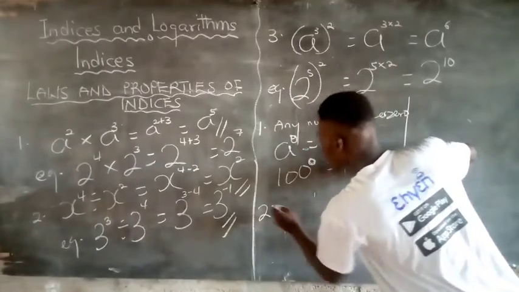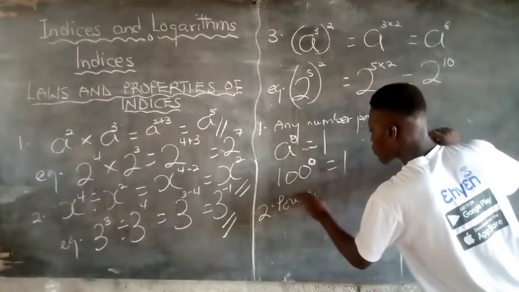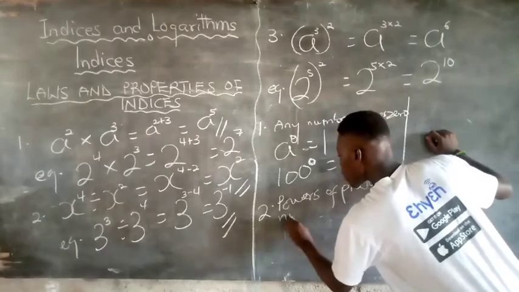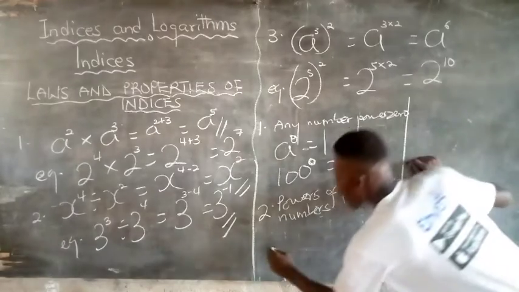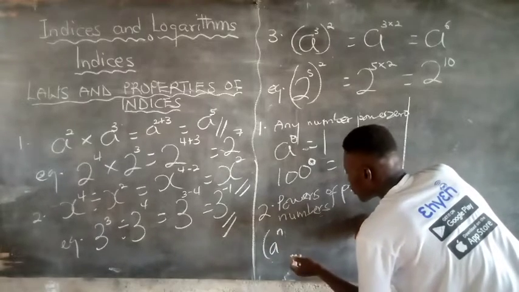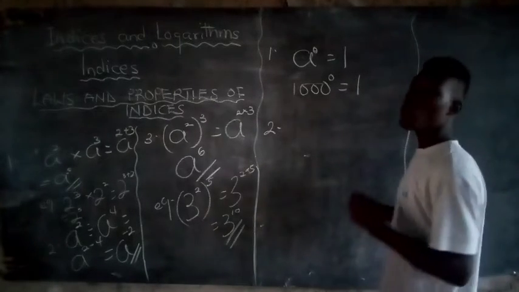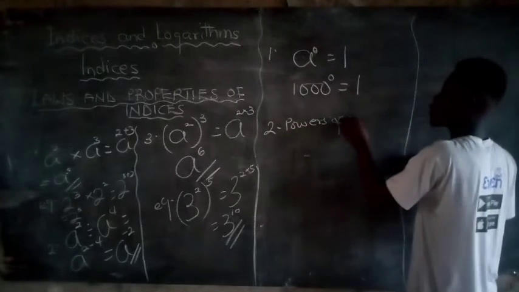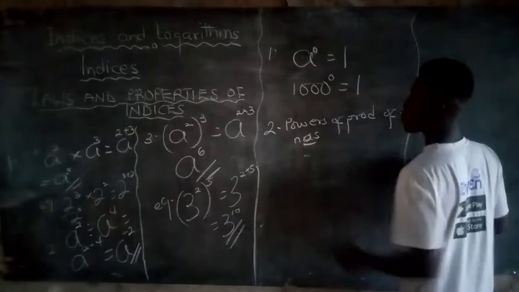Okay, the second one is powers of product of numbers. What we do is that when you have an exponent n, then... Also the second one, which I call the powers of product of two numbers.